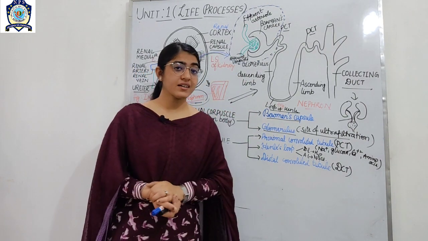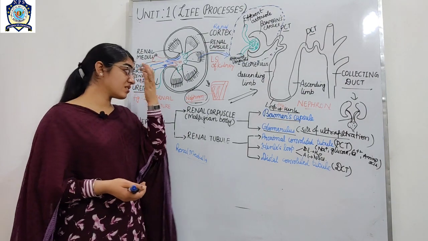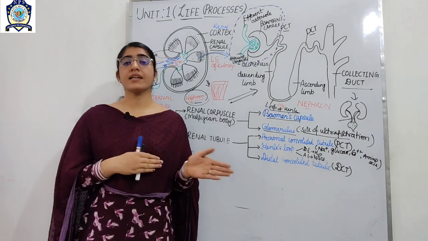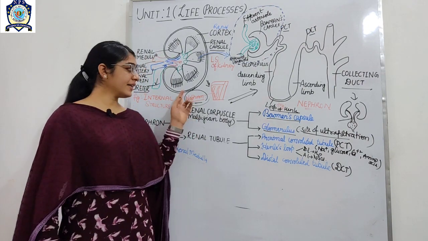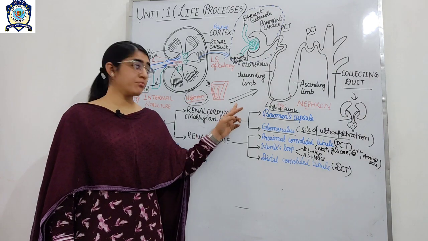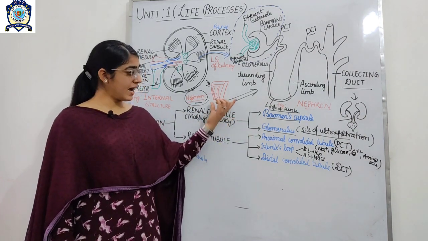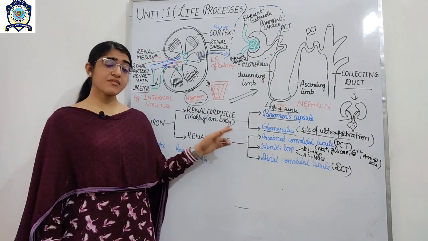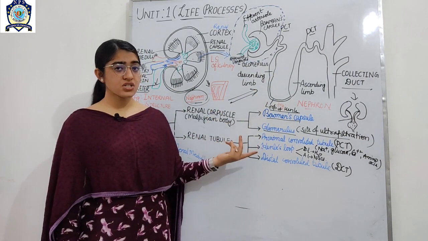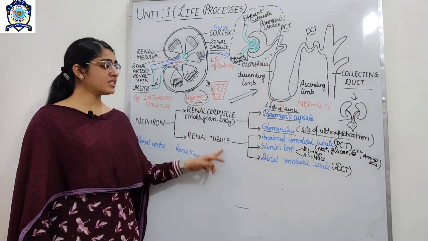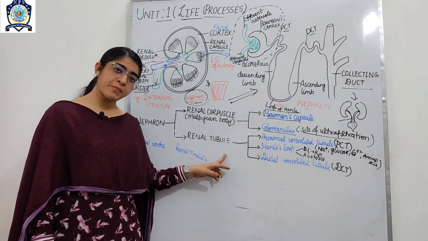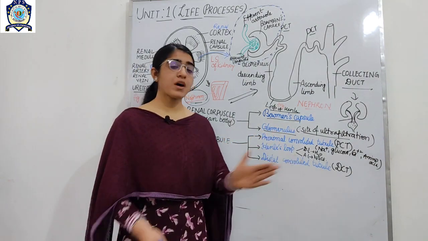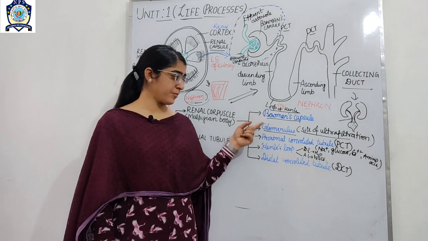Okay, so let's take a recap. Today we have discussed the internal structure of the kidney, which comprises two parts, the renal cortex and the medulla. In the medulla there are millions of nephrons, and then we studied the structure of the nephron. As the nephron is the structural and functional unit of the kidney, it is further divided into two main parts, which are again redivided, and each part performs a different function.